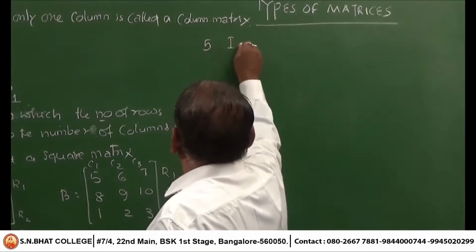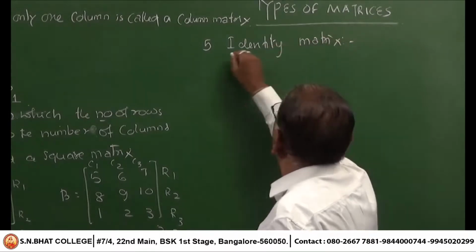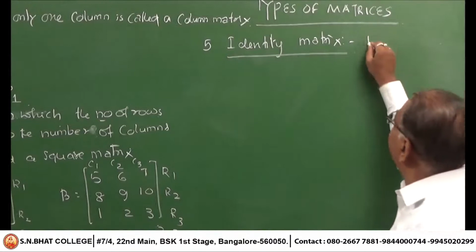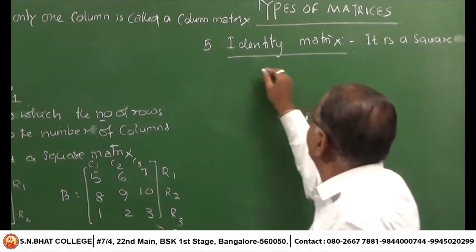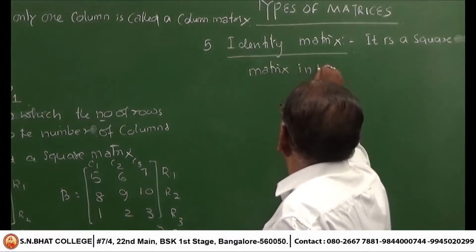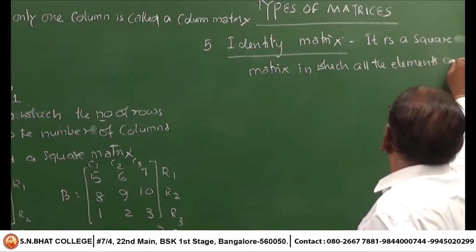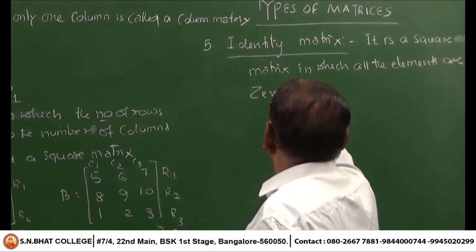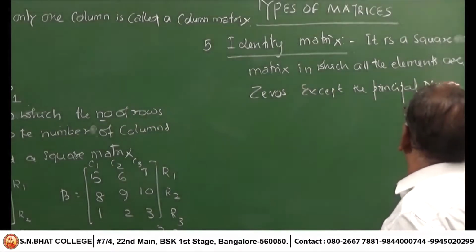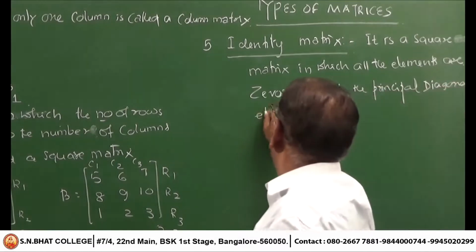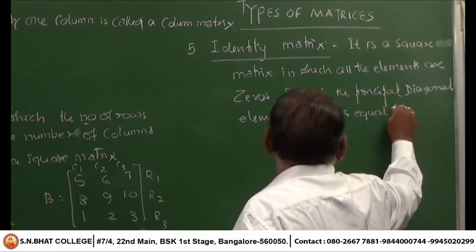Fifth one is identity matrix. It is a square matrix in which all the elements are 0 except the principal diagonal element, which is equal to 1.